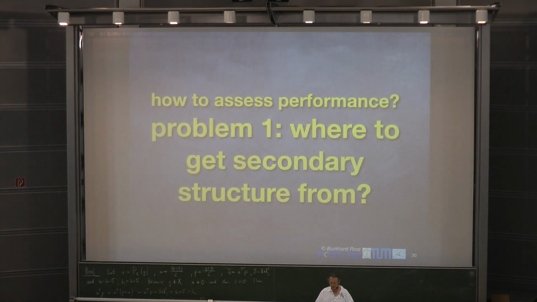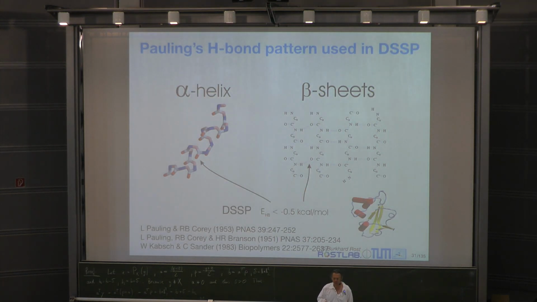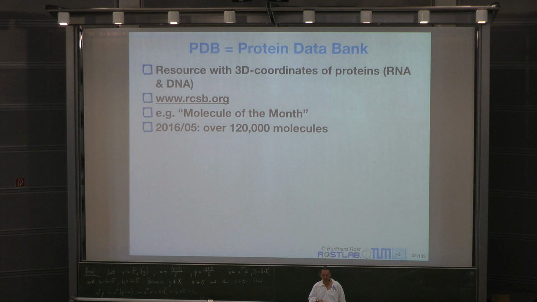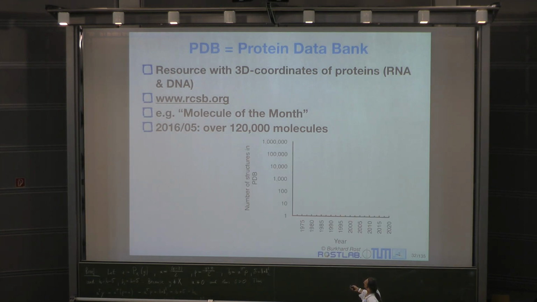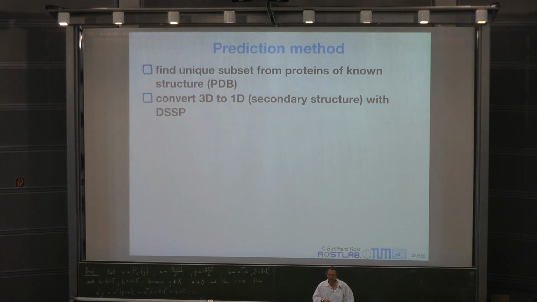Now, where do we get the secondary structure from? I already said this is essentially from DSSP. There's this resource from PDB, and over the years it grows very, very much. By the way, when these first methods were done here, GOR and Chou-Fasman, we were at a point where we barely had 100 structures in the database. By the way, there is something called the molecule of the month, and sometimes there are interesting stories about what we can learn from 3D structures. So just looking at it is possibly interesting.